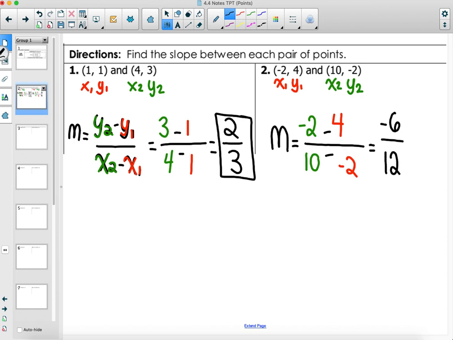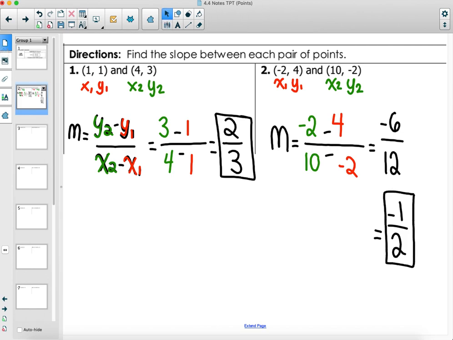And then here I'm left with a negative 6 over 12, which is an example of one fraction that can be reduced further, because I can divide both the top and bottom by 6, and negative 6 over 12 reduces to negative 1/2. Again, I got that by dividing the top and bottom by 6.